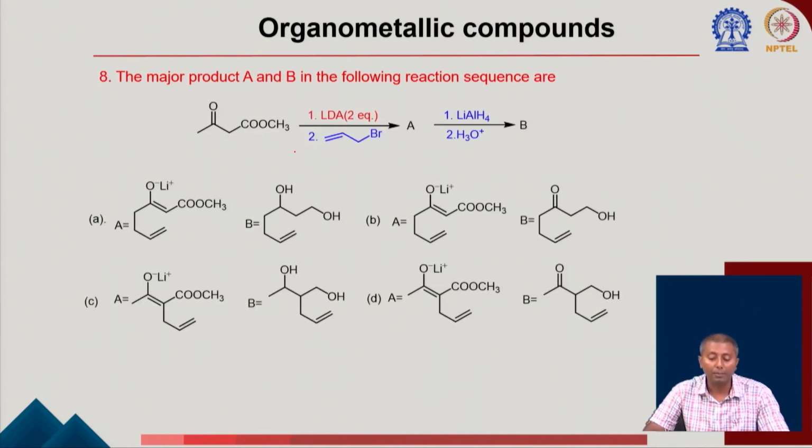Now we are going to talk about what is the major product A and B in the following reaction sequence. If you look into this particular compound, I can see this compound can be called a 1,3 dicarbonyl compound. If you count 1, 2, 3. So it's a 1,3 dicarbonyl compound. You treat it with 2 equivalents of LDA. So let's first try to understand what is happening here.